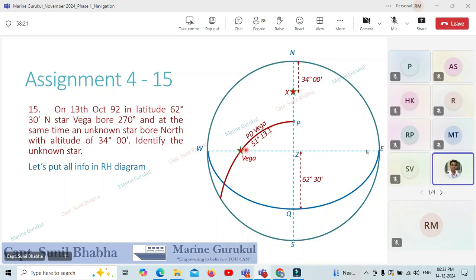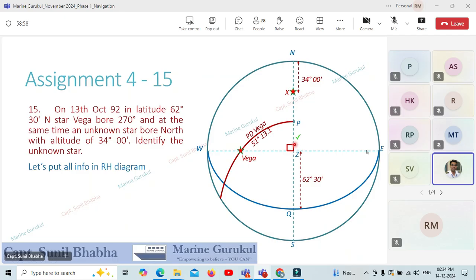Now have a look at the PZ Vega triangle. I have named it Vega, otherwise this is the PZX triangle. I'm showing that triangle with the help of the laser pointer now. In that triangle, you see angle Z is a right angle, because star Vega is at 270 bearing and the pole is north of the observer. So the angle Z is 90 degrees in this particular diagram.